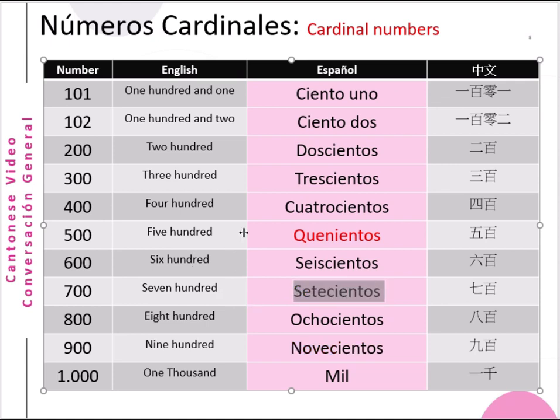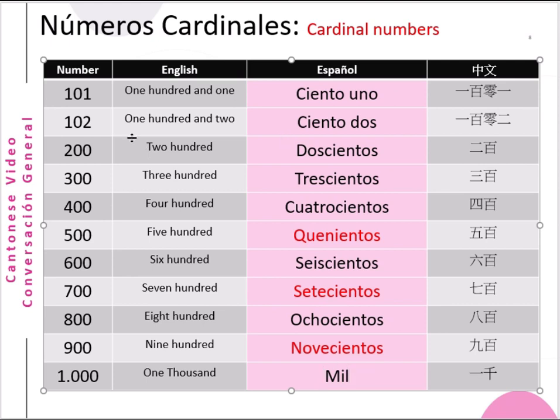700 is a special word. We don't say siete y cientos. We have a word for 700, setecientos. 800, ochocientos. And 900 is also a special word, novecientos. And mil, mil is 1,000. We don't need to use un mil or uno mil. We just say mil in Spanish.